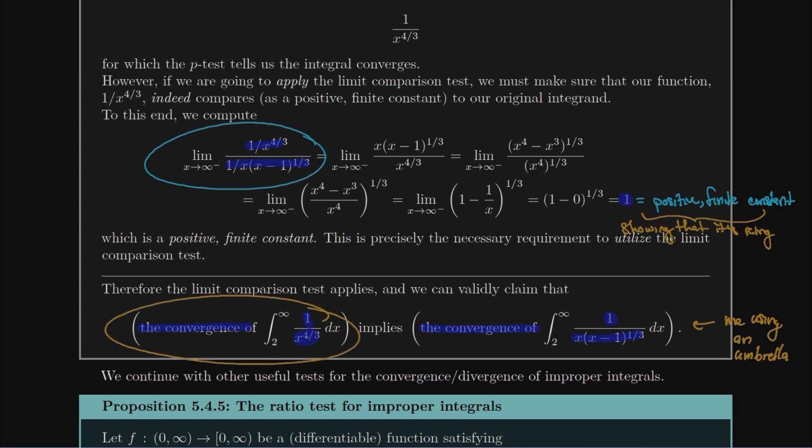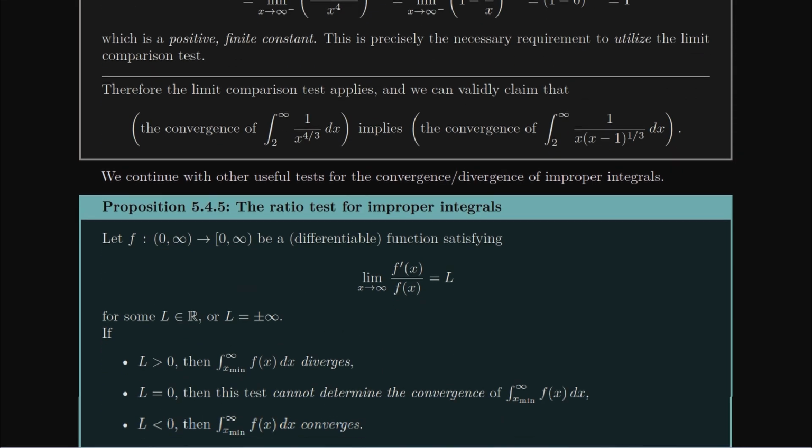More importantly, the fact that this actually converges by the p-test means that I can actually claim that this also converges. But now I say this converges by the limit comparison test. So that's how I end up using a limit comparison test instead of a direct comparison test.